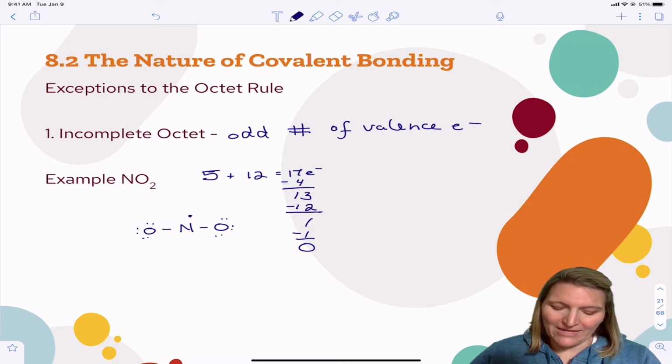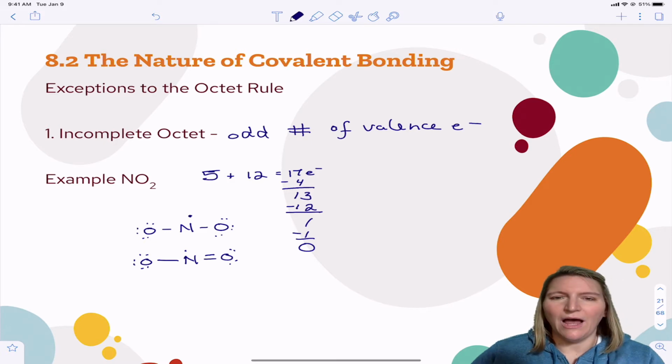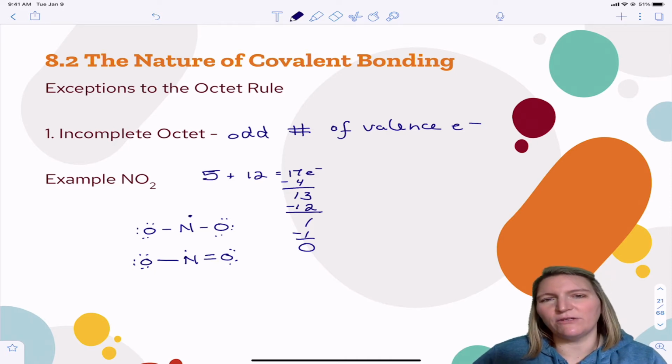If I make 1 double bond like this, I could bring the number of valence electrons around nitrogen up to 7. If I were to make another double bond with the other oxygen on the left-hand side, that would be more than an octet, and nitrogen can never have more than an octet. So this is as far as we can get.